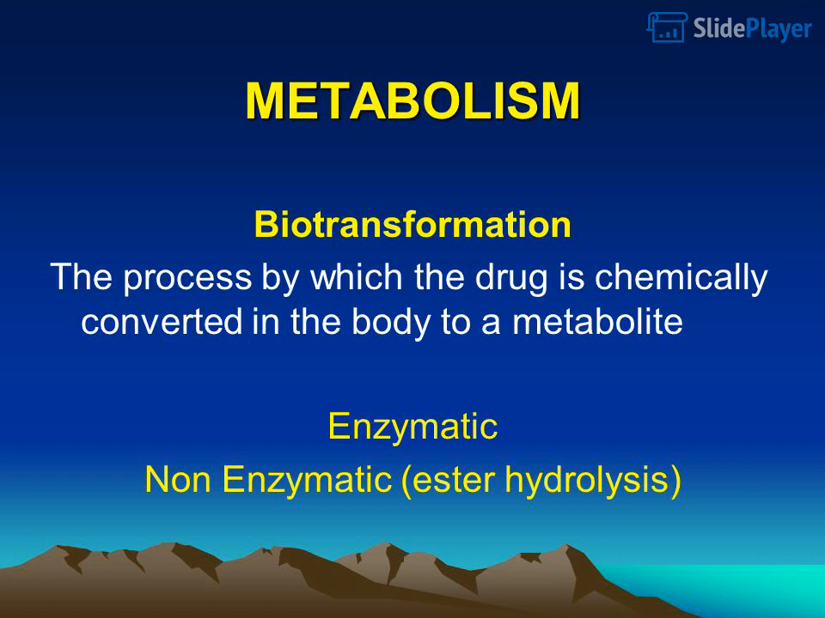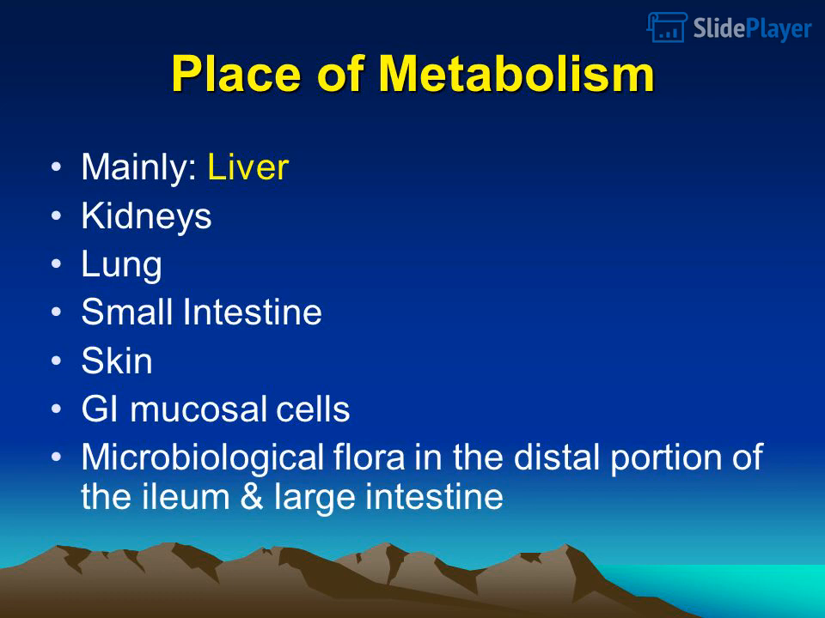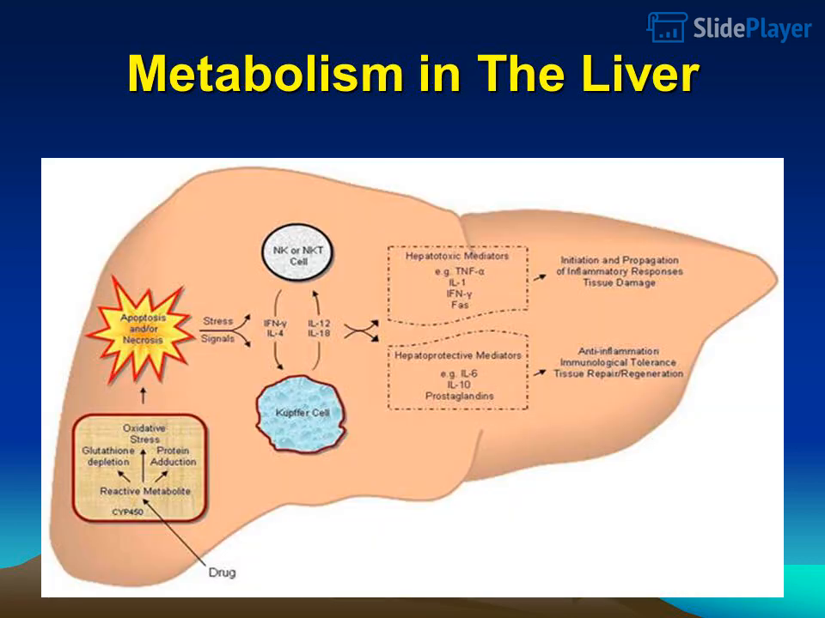Enzymatic. Non-enzymatic, ester hydrolysis. Places of metabolism are mainly the liver, kidneys, lungs, small intestines, and skin, as well as GI mucosal cells and the microbial flora in the distal portion of the ileum and large intestine. Metabolism in the liver.